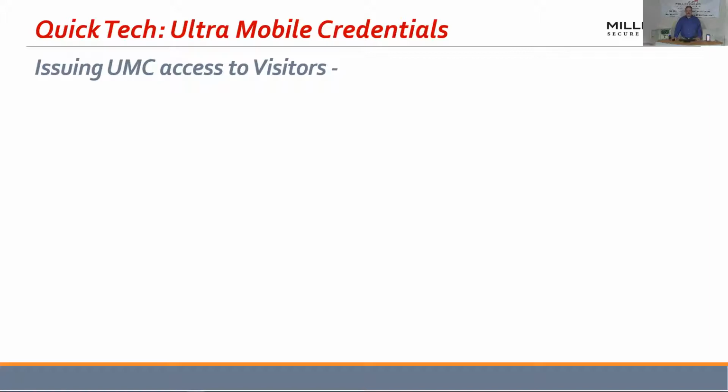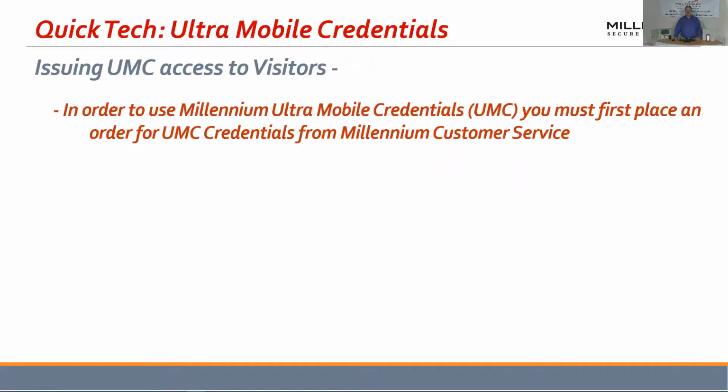So in order to begin issuing a UMC access, or again, Ultra Mobile credentials to visitors, you'll first need to order and make sure you have the Ultra Mobile credentials, not only licensed on your instance of Ultra, but also that you have the credentials available in your system and licensed and all ready to go.